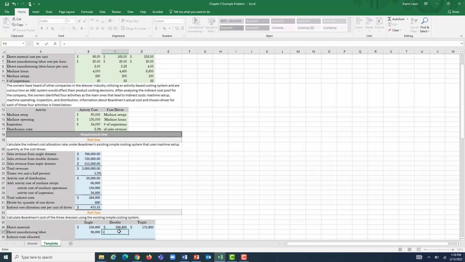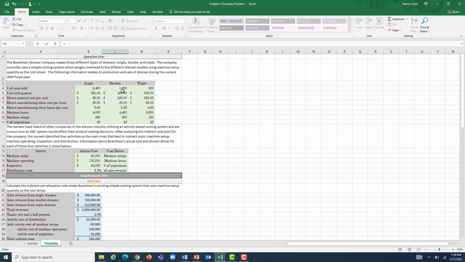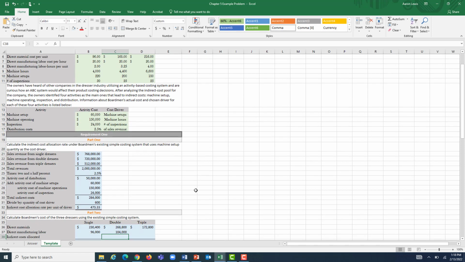For the double dresser, let's do the same methodology. It is 1,600 double dressers to be made and sold. We're going to pay an average rate of $20 per hour to our direct laborers. And for this particular model, it takes 3.25 hours to manufacture a double dresser. Well, that means that at those expected inputs, Boardman Dresser Company is going to have to pay $104,000 in labor costs to make double dressers during the period.